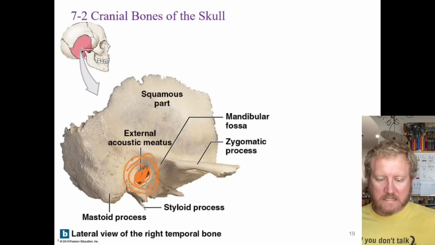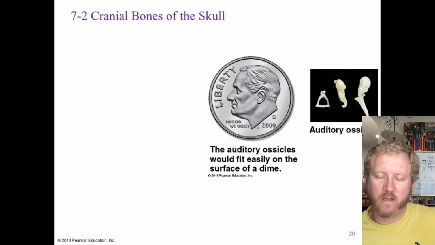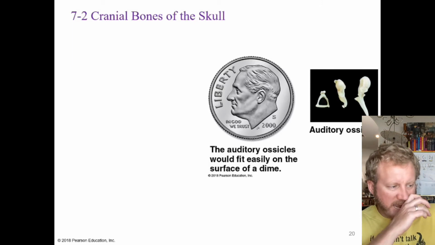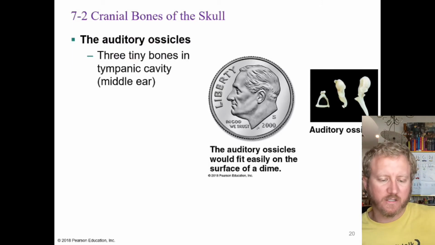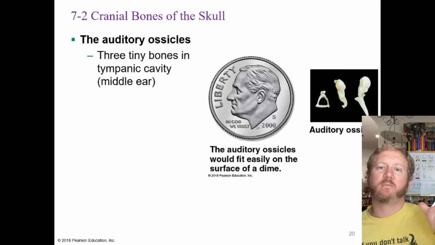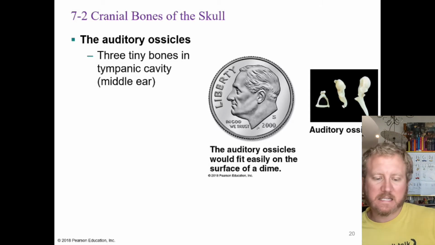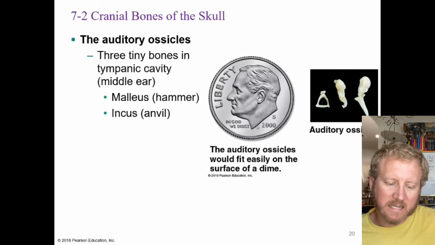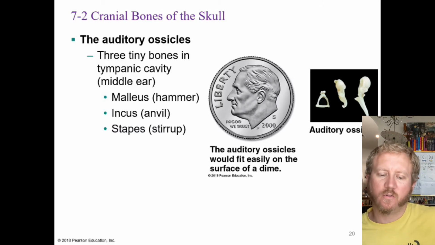The auditory ossicles are three little bones that would fit on the surface of a dime. They are remarkably tiny, remarkably delicate, and their function is to transfer sound vibrations from the tympanum to the middle ear. Now there's three bones. They are the malleus, also known as the hammer, the incus, known as the anvil, and the stapes, known as the stirrup.